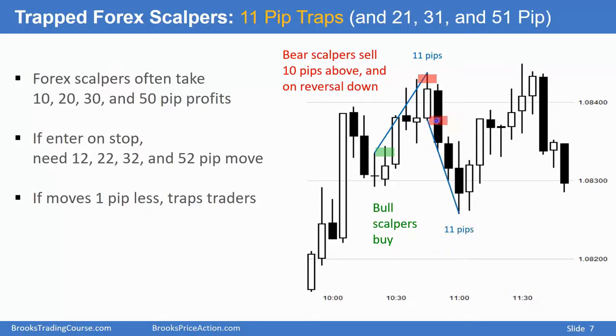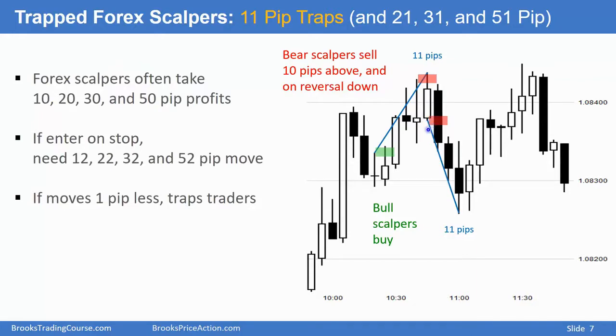Here, let's say we have bears expecting that you'll have trapped bulls and we'll get a reversal down. This is a final flag. Maybe we'll come down here or below. In any case, let's say bears sell 1 pip below the low of this bull bar. The minimum scalp in Forex markets is 10 pips. The market therefore has to fall 12 pips below this bar to make their minimum scalp.